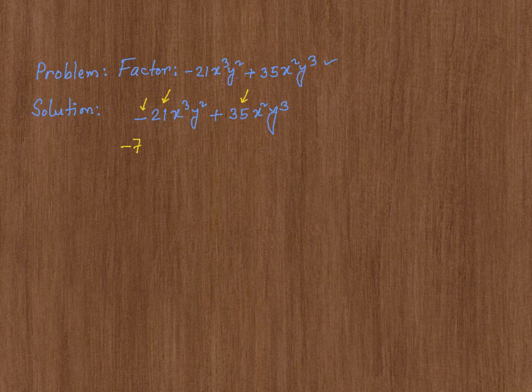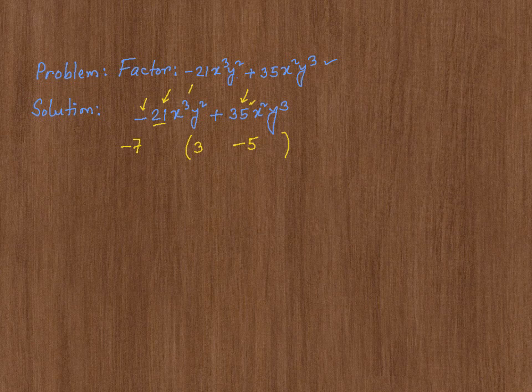So let me put a big parenthesis here. If I factor out negative 7, that means I have 3 here. That means negative 7 goes into negative 21 3 times. And then, since I am factoring out negative 7, by the way, I have to put a negative. So negative 7 goes into 35 negative 5 times.